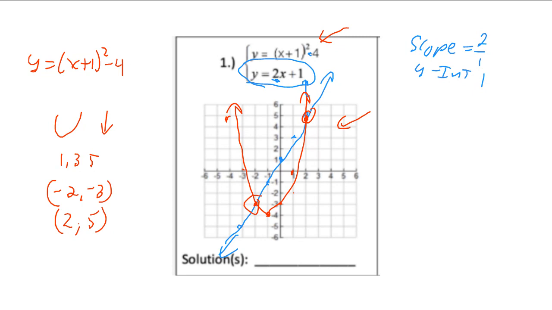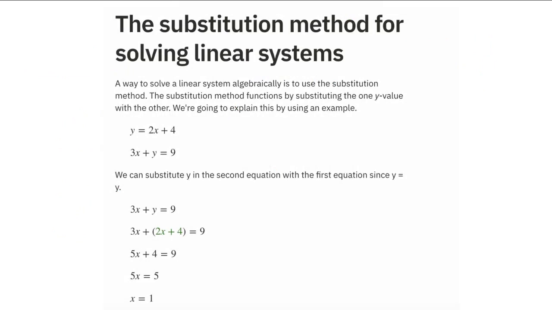And then your solutions would be written down here, -2, -3, and 2, 5. Okay, so those would be my solutions. So that's one way of solving a system of equations, is by graphing. The second method to solving a system of equations is called the substitution method.